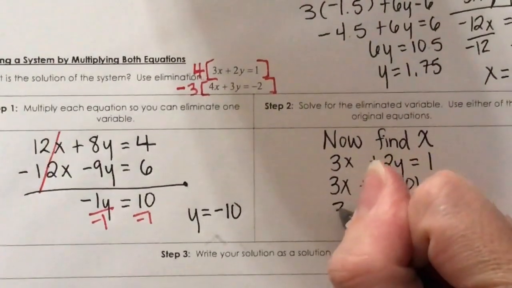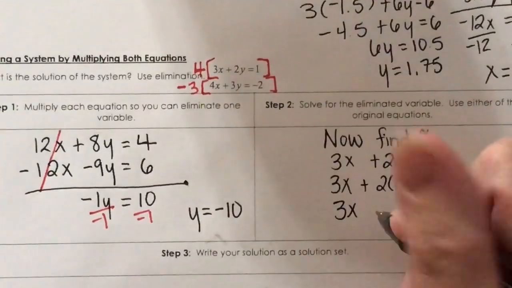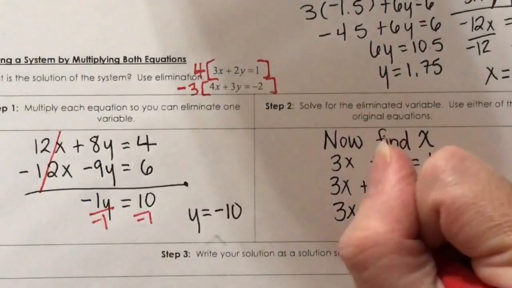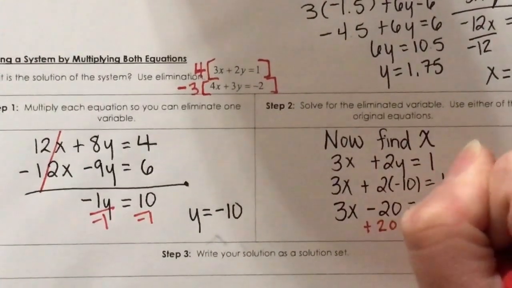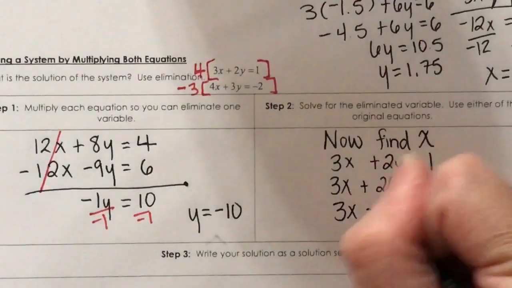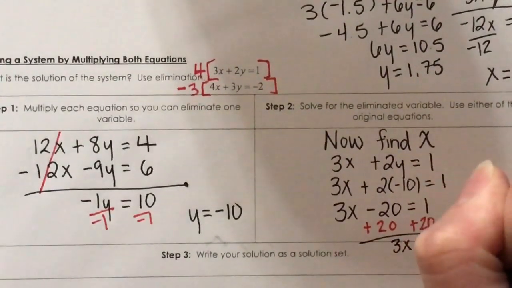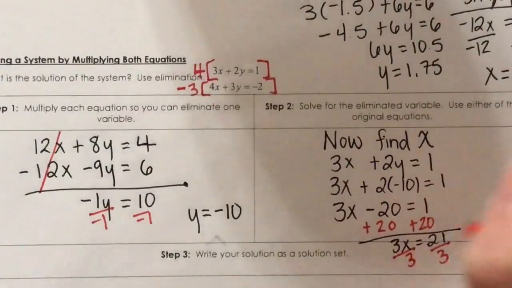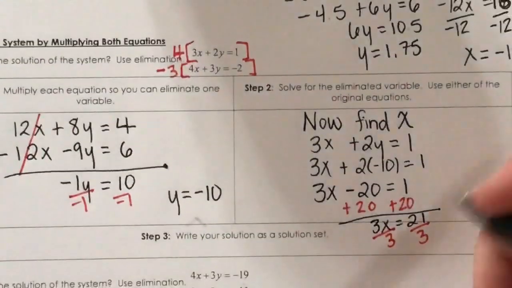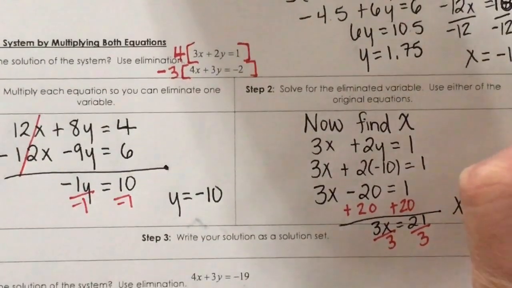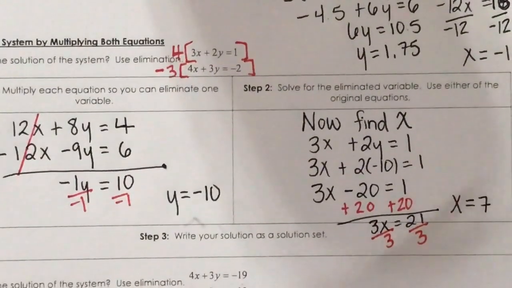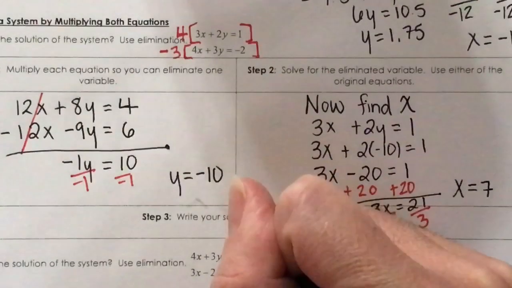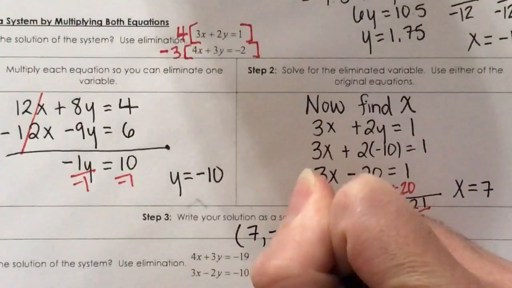And then simplify. So 3x, 2 times negative 10 is negative 20. So 3x minus 20 equals 1. Add your 20 to your 1. So 3x equals 21. Divide both sides by 3. X is equal to 7. So now we have our solution. So the point that these two equations have in common is the point 7, negative 10.